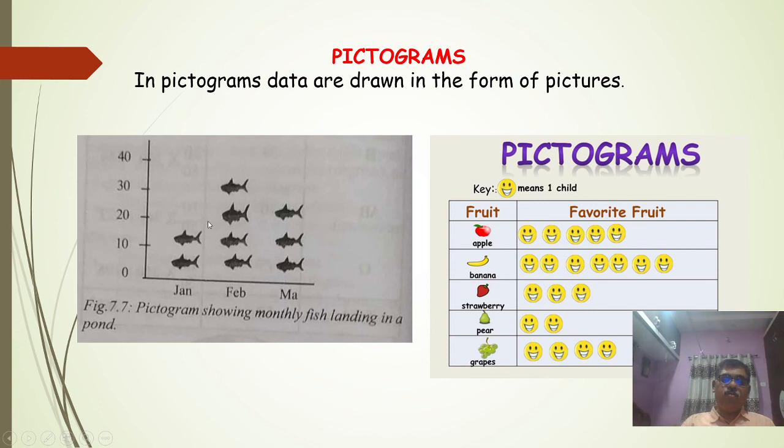Or like that, you can observe the landing of fish in the months of January, February and March. The fishes are shown according to the landing, near about 30 tons, here 20, and here near about 25, and here near about 15. Likewise you can show your data in the form of pictures. If the data is shown in the form of pictures, then it is called a pictogram.